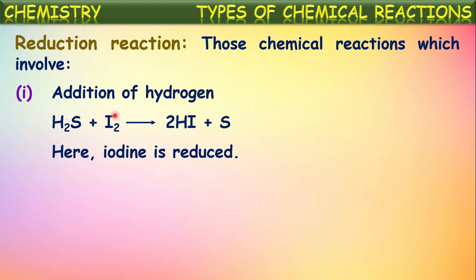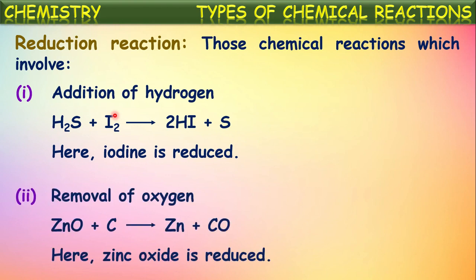The same reduction can be defined in terms of oxygens also. That is removal of oxygens. Let us see an example for that. For the removal of oxygens, if you see an example equation: zinc oxide plus carbon gives zinc plus carbon monoxide. In this reaction, initially zinc oxide contains zinc with oxygens. But after the reaction, oxygens are removed from zinc oxide, it remained as zinc, isn't it? So what happened here? Zinc oxide lost its oxygens. That loss of oxygens is said to be reduction.